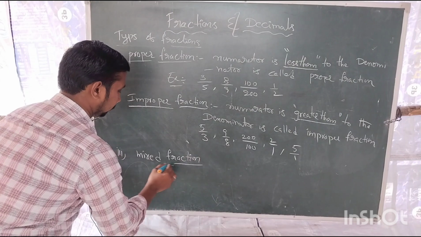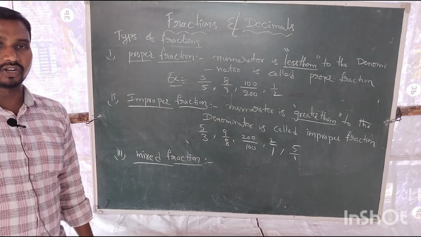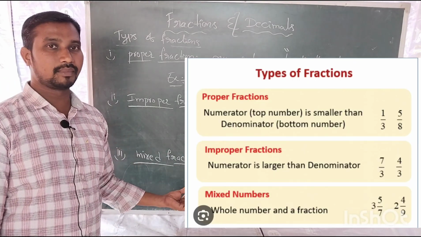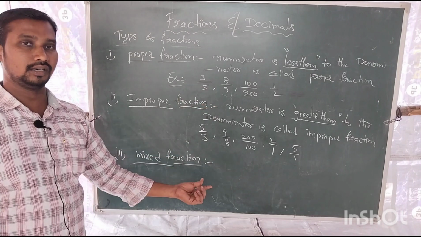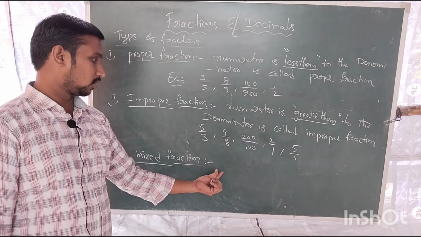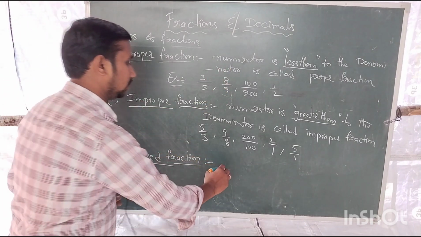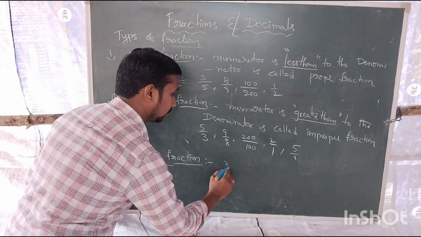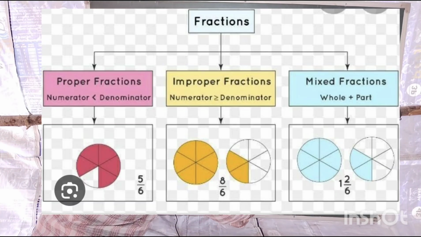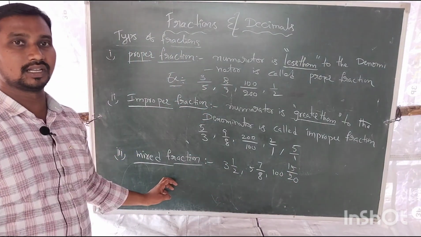Mixed fraction. Mixed fraction means what? The combination of a whole number and a proper fraction is called a mixed fraction. Remember this word. No need for a long definition here. 3 1 by 2, 5 7 by 8, 100 15 by 20. These are mixed fraction examples.